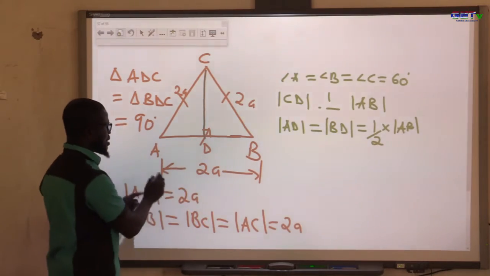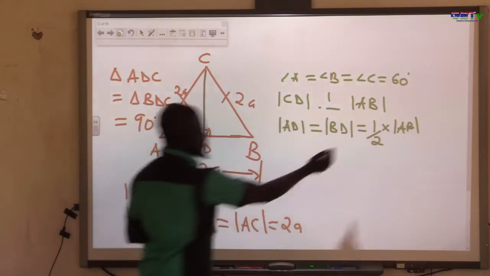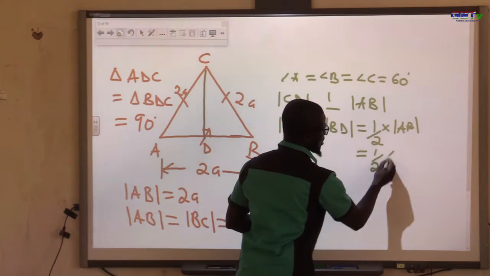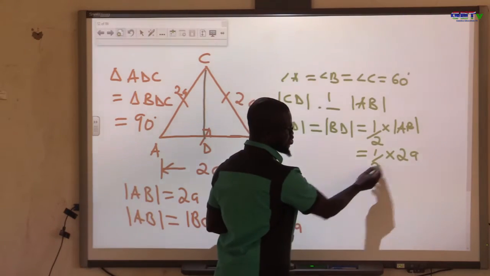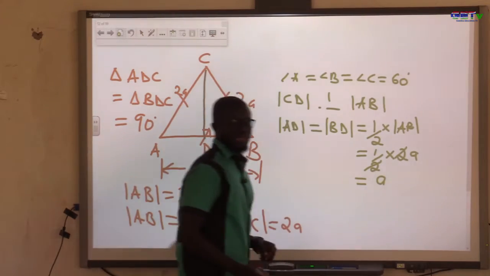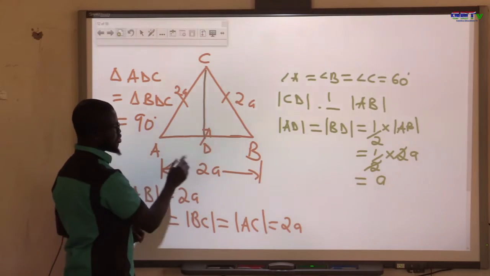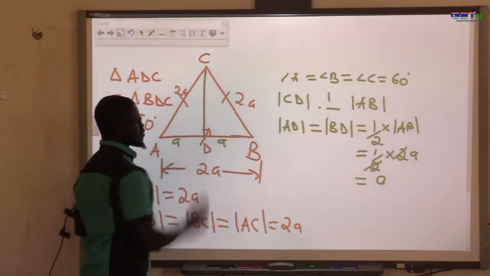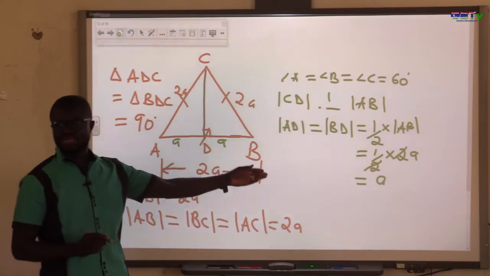So from the diagram, if line AB is 2A, we can simplify by saying half times 2A. If you simplify this, 2 cancels 2, and we are left with what? 1 times A, which gives us A. So we can conclude that line AD, since it is equal to BD, each of these two dimensions is going to be A, and this point also must be what? A. From what we have just stated.